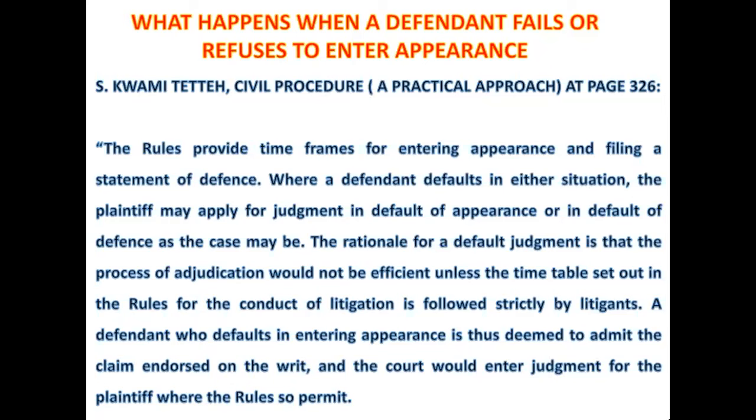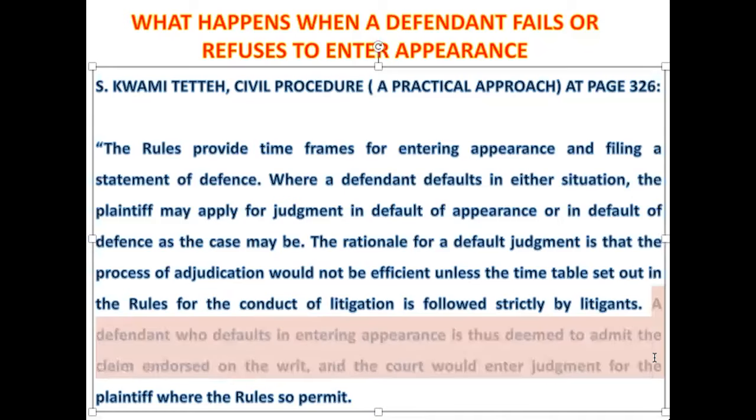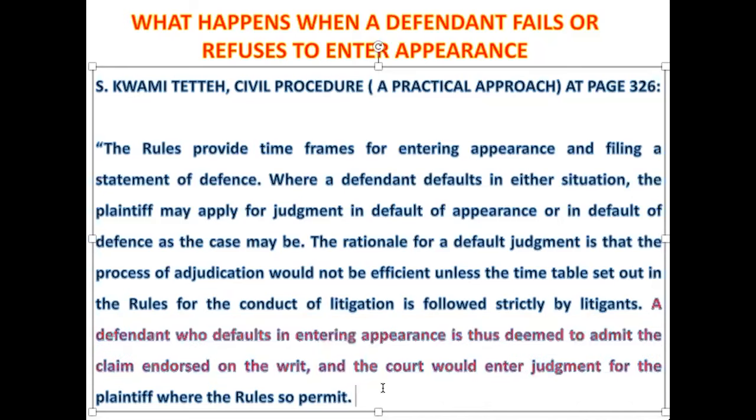The rationale for a default judgment is that the process of adjudication would not be efficient unless the timetable set out in the rules for the conduct of litigation is followed strictly by litigants. A defendant who defaults in entering appearance is thus deemed to admit the claim endorsed on the writ, and the court would enter judgment for the plaintiff where the rule so permits. Again, a defendant who defaults in entering appearance is deemed to admit the claim endorsed on the writ, and the court would enter judgment for the plaintiff where the rule so permits."